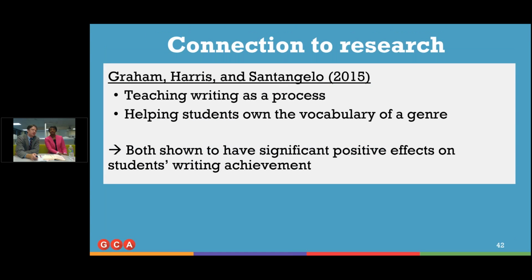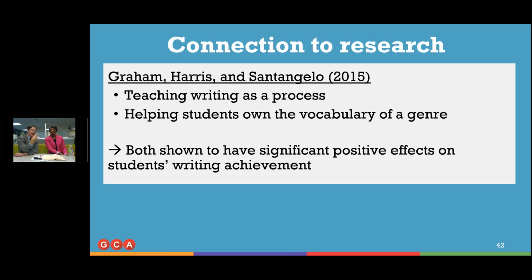Okay, we're winding up now. Just a connection to research. I can't recommend this piece enough. A colleague of mine, a good friend of mine, recommended this piece to me over the summertime, and I haven't thanked him enough for it. The next time I see him, I'm going to thank him again. Great, great piece by Graham, Harris, and Santangelo. We sent the PDF. It's a pretty readable piece.